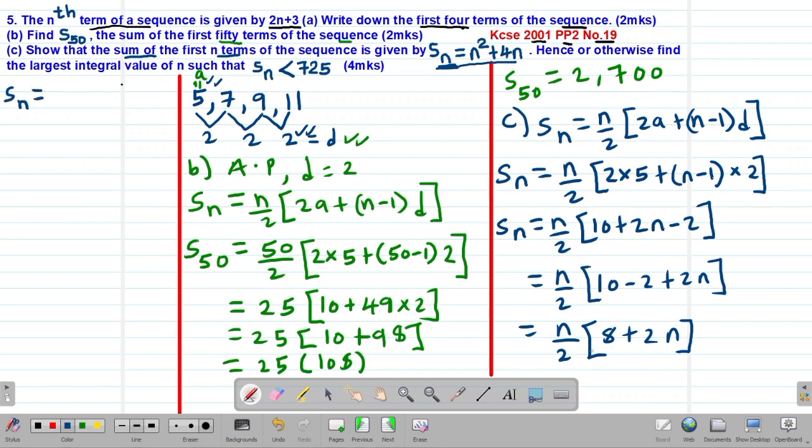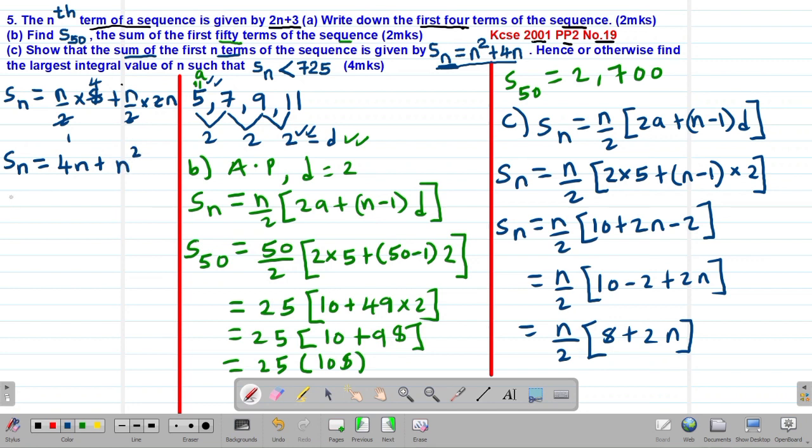Sn will be equivalent to, if I open the brackets, I'm going to have n over 2 multiplied by 8, then of course plus n over 2 multiplied by 2n. So of course 2 here, 2 into 8, that is 4 times. Therefore it means that Sn will be equivalent to n multiplied by 4, I'm going to get 4n, then of course plus 2 and 2 will cancel out, n times n, I'm going to get n squared.